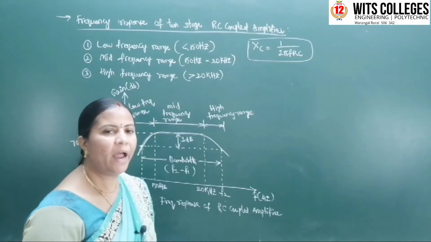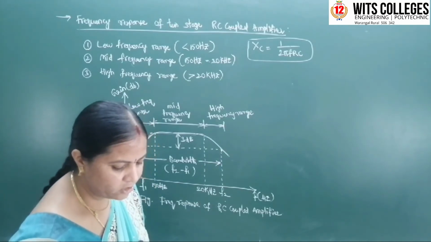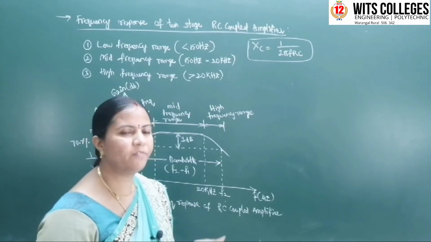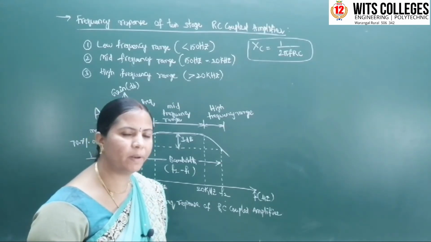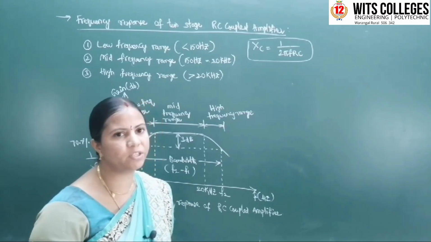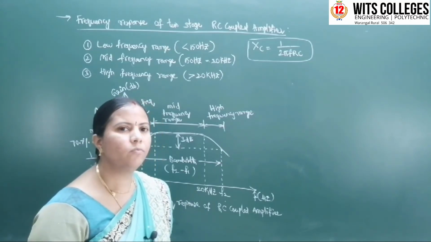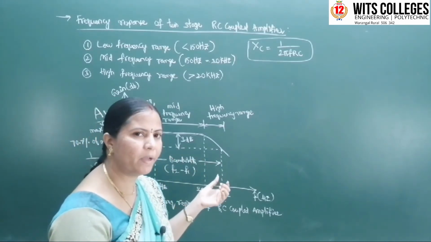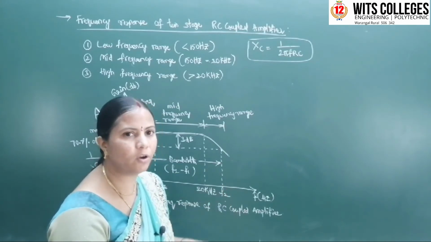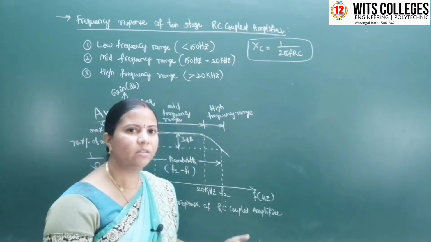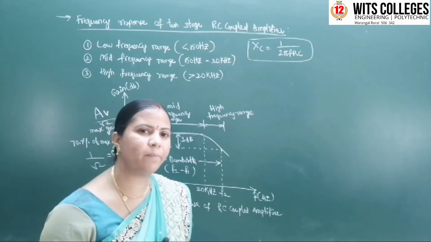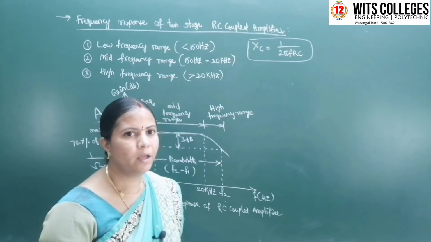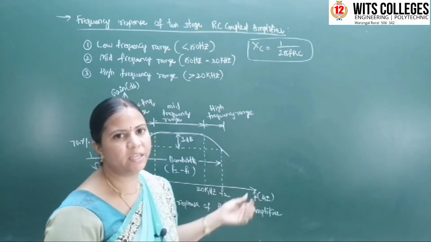Above 20 kilohertz. And another reason is, in this range of frequencies, the reactance of the coupling capacitor CC is going to be very small. Then if the reactance of the coupling capacitor is very small, the loading effect of the next stage amplifier in the two-stage amplifier is going to be increased. So this reduces the voltage gain at high frequency ranges.